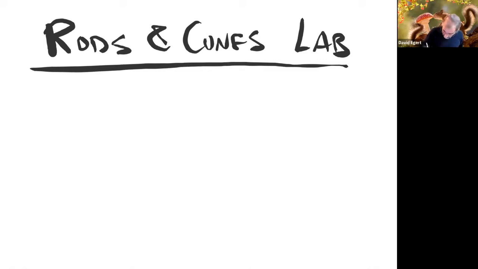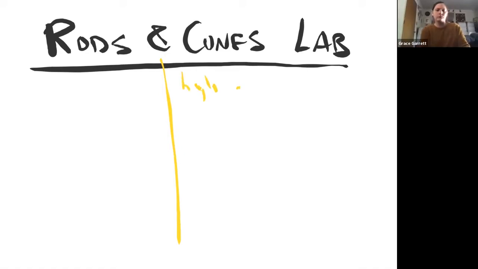So let's start with people's experiences of rods versus cones. If we're thinking about rods versus cones in terms of vision, how are they different from each other? Cones are high acuity and rods are low acuity. Mm-hmm. High acuity cones, low acuity rods.